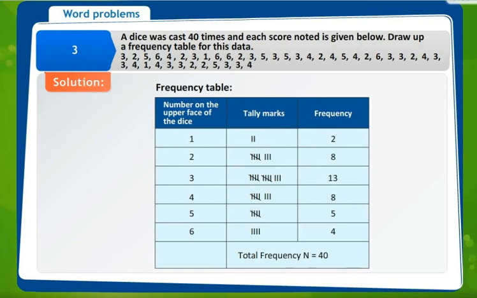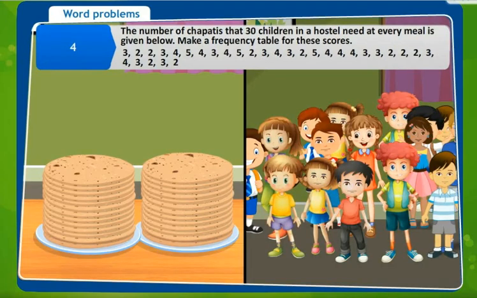For 1 the frequency is 2. For 2 it is 8. For 3 it is 13. For 4 it is 8, for 5 it is 5 and for 6 it is 4. Now the total frequency that we are getting is 40 and the score that we had got was about 40. That means again the frequency table that we have got was matching with the data.